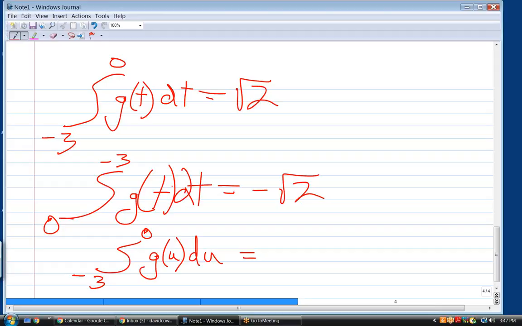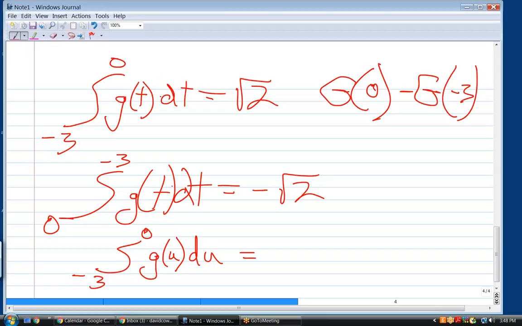But they don't give you any other information as to how t relates to u? Yeah, that was it. This one doesn't really make a whole lot of sense. Let's see what happens here. If I take the antiderivative of that, evaluated at 0, minus the antiderivative evaluated at minus 3, that's the fundamental theorem of calculus. In other words, the way we handle definite integrals is by finding the antiderivative of the function evaluated at the top, subtract the antiderivative of the function evaluated at the bottom. So that's what was equal to square root of 2.